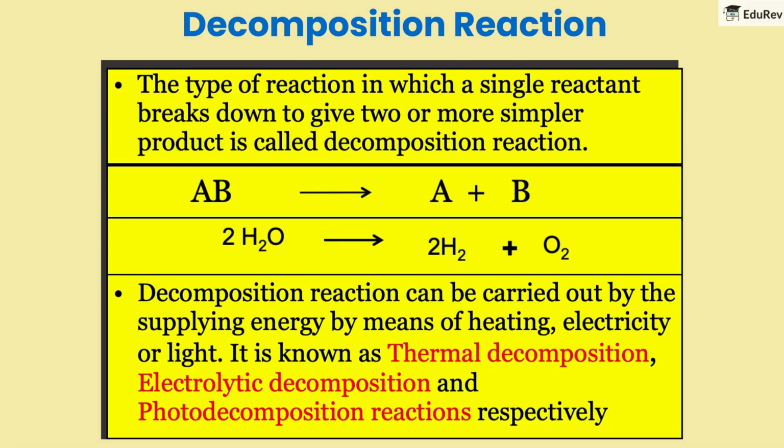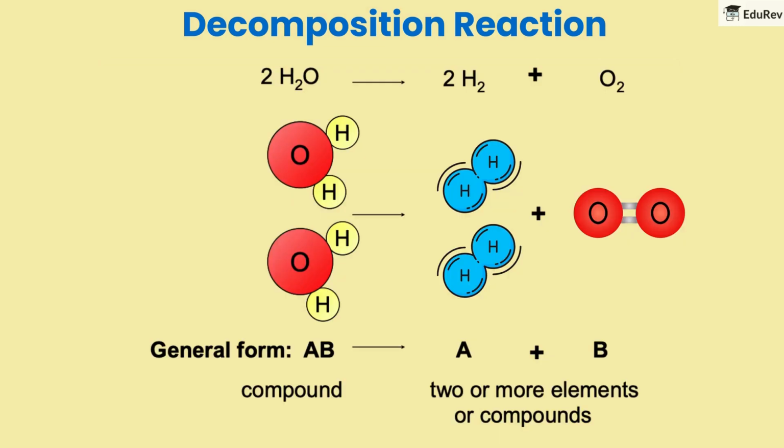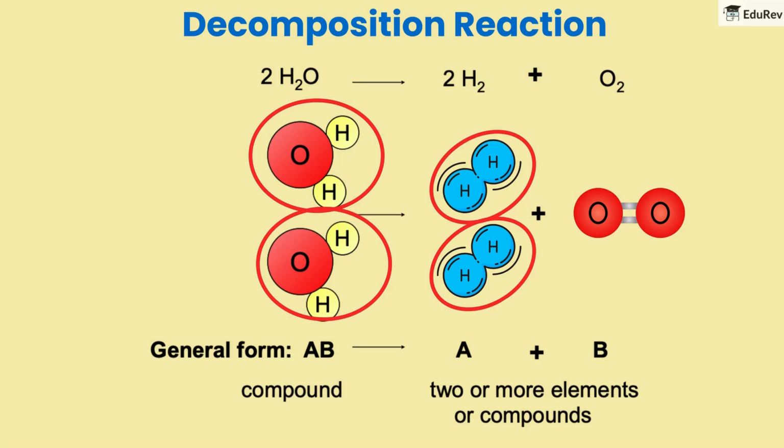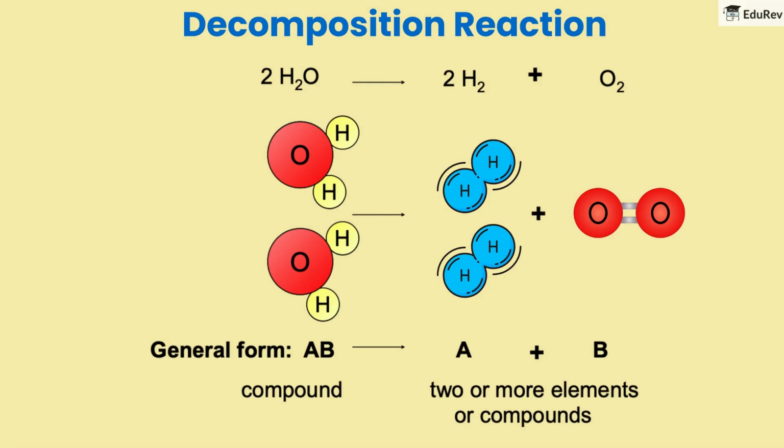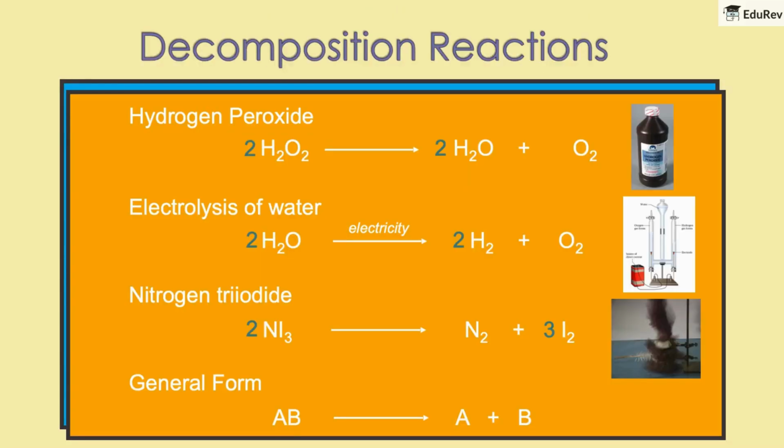Decomposition reaction can be carried out by supplying energy by means of heating, electricity, or light. It is known as thermal decomposition, electrolytic decomposition, and photodecomposition reactions, respectively. In this example, you can see 2 moles of H2O breaking into 2 moles of H2 and 1 mole of O2. Therefore, it is a decomposition reaction. Here are few other examples of decomposition reaction.